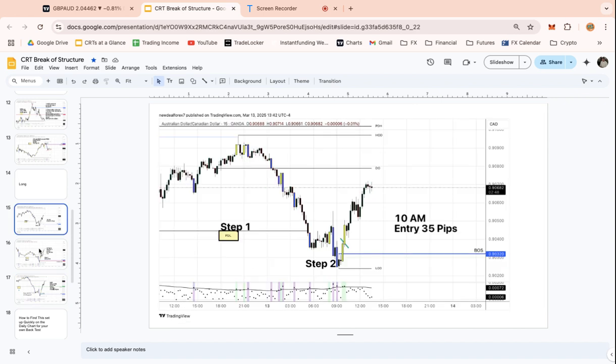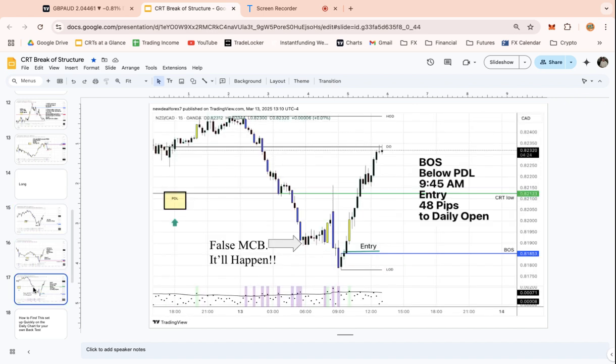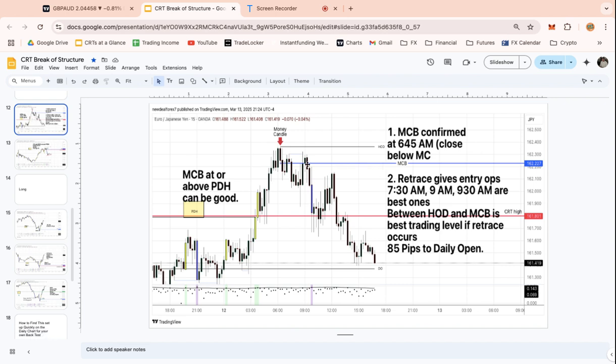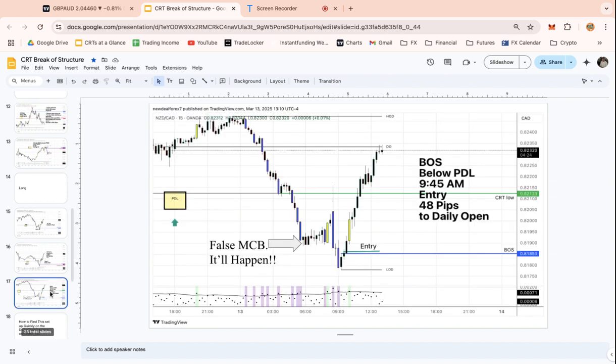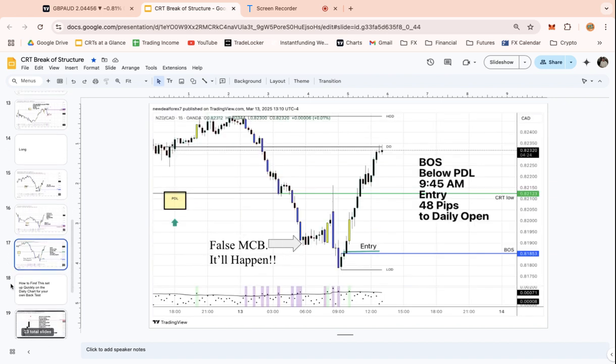It could do this, could do this, could do this. And even just to use this example over here, you see how price chops around the break level here? You'll see that too. You'll see all of that. So just be prepared for that. All right. But don't let stop outs freak you out.